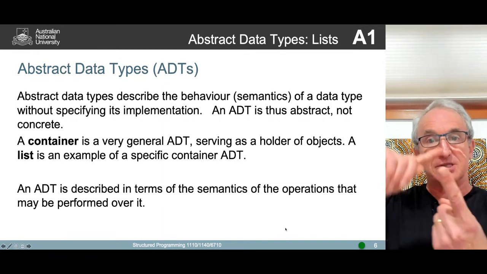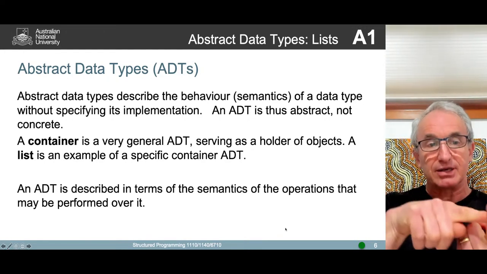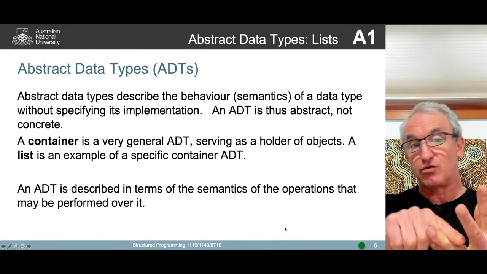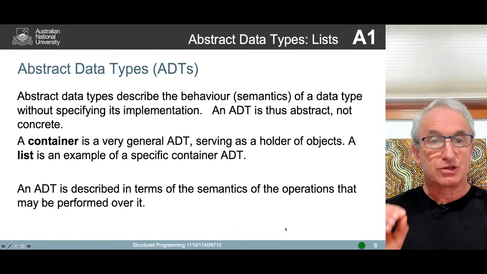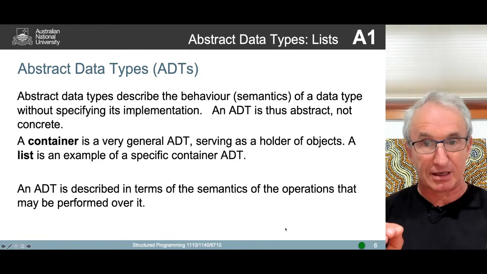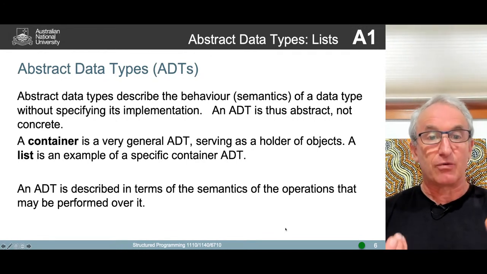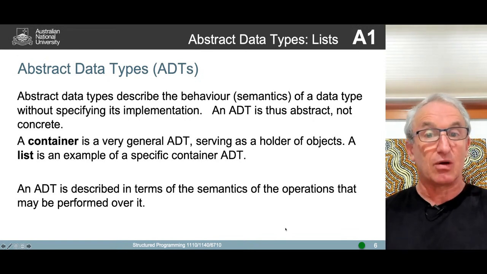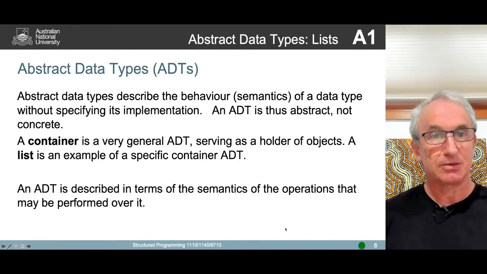Now, the abstract data type is the list, the set, or the map. The concrete implementation is an array list or a linked list, a hash set or a tree set, a hash map or a tree map. There are other ones as well, but they're the ones we're doing in this class. So let me say again, an ADT, an abstract data type, is described in terms of its semantics. Semantics means behavior. Semantics are the operations that may be performed over it, not the performance or the implementation of those operations. So we're interested in how those things behave, not how they're implemented. That's what an ADT is.